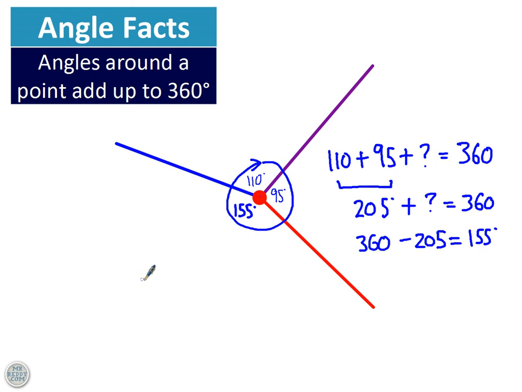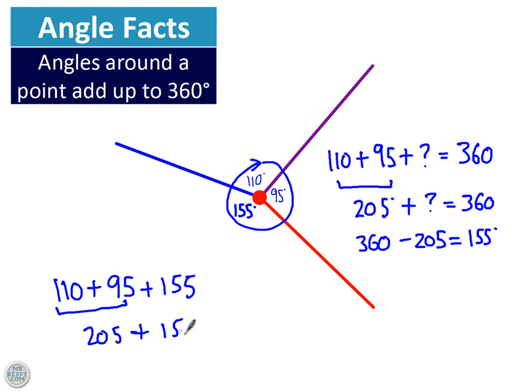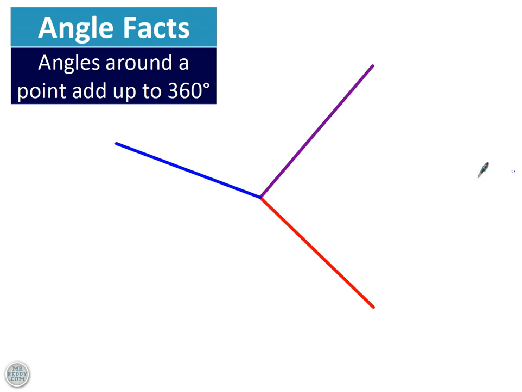We can check that by adding them up. 110 plus 95 plus 155. What does it give you? Well, 110 plus 95 gives you 205. 205 plus 155 gives you 360. Hooray! So 155 was indeed the missing angle. And that is how to find missing angles using the angle fact that angles around a point add up to 360 degrees.